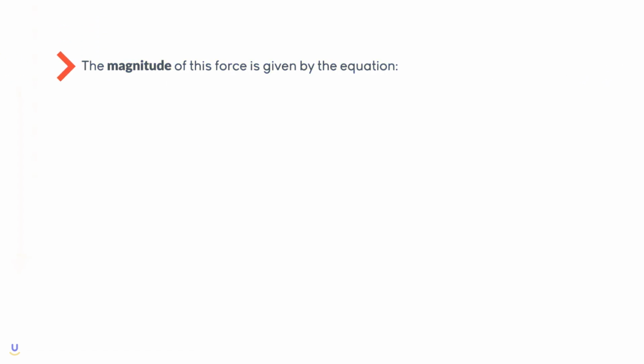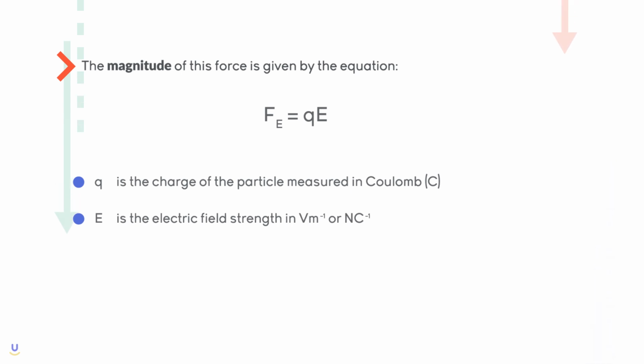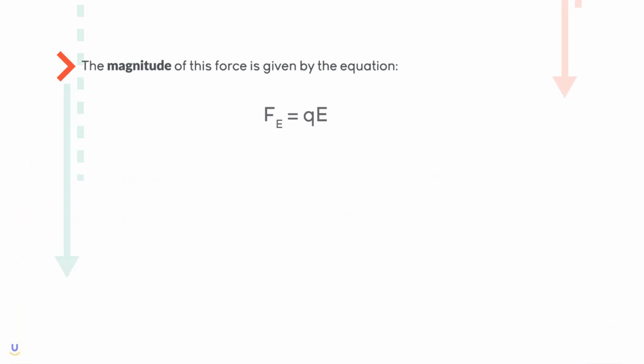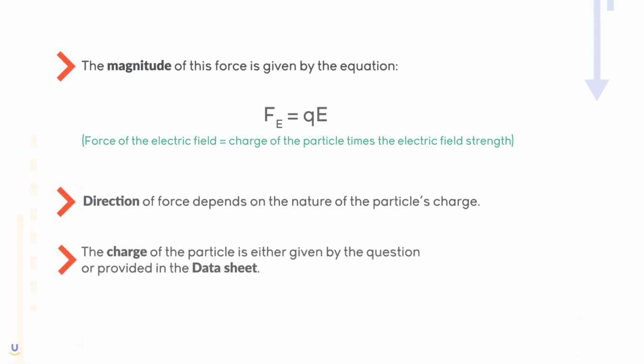The magnitude of this force acting on the charged particles is given by the equation F = qE, where q is the charge of the particle measured in coulomb, E is the electric field strength in volts per meter or newtons per coulomb, and F is the force measured in newtons. Direction of force depends on the nature of the particle's charge. The charge of the particle is either given by the question or provided in the datasheet.